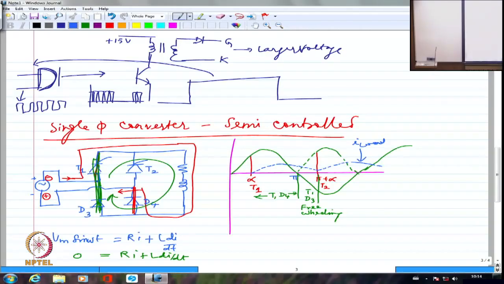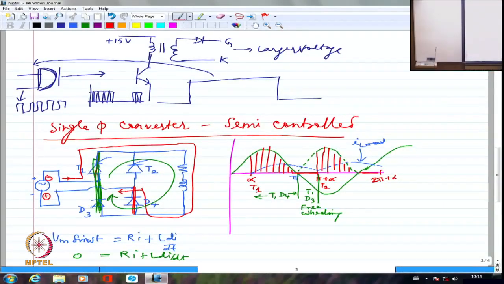Now if I try to draw the load voltage, until here I am going to have the load voltage coming up like this completely. But the moment the short circuiting happens, I will have 0 voltage. Again, I will have this voltage appearing. Again, I will have 0 voltage until 2 pi plus alpha. So whatever I have shown here is the load voltage without any negative portion of the voltage. There will not be any negative portion as far as the load side is concerned.